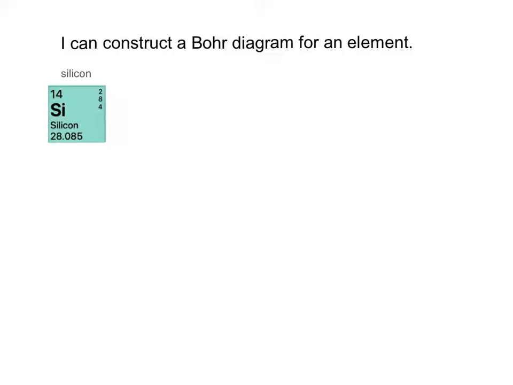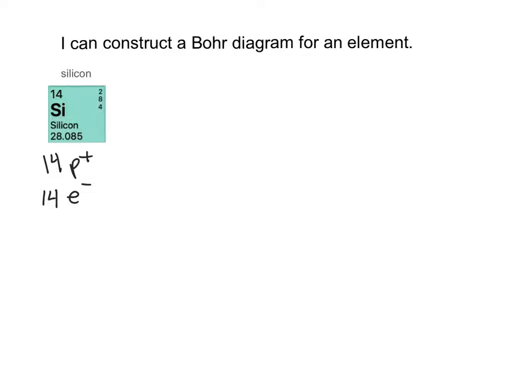So I know that there are 14 positive protons in the nucleus. And if it's a neutral atom, I'm going to assume that it then also has 14 negative electrons. These will be equal to each other, and the charges, the positive protons and the negative electrons, will cancel each other out if there are the same amount.